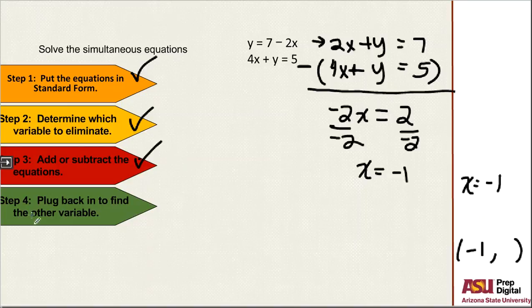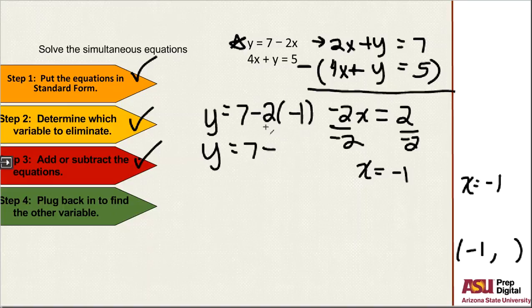Now I'm going to do step 4, plug back in to find the other variable. Just like with substitution, there are 3 different equations to use because we rewrote that first one. But I'm going to use this first one because it's solved for y. So y is equal to 7 minus 2 times x. I just found x to be negative 1. So y is equal to 7 minus 2 times negative 1, which is negative 2. So I'm subtracting a negative 2, which is like adding, so I get y equals 9.